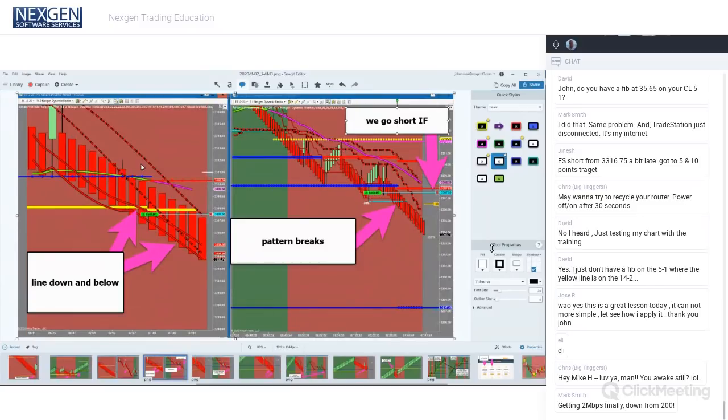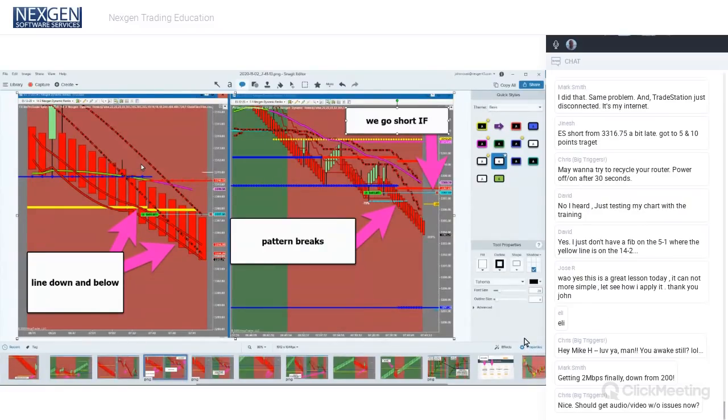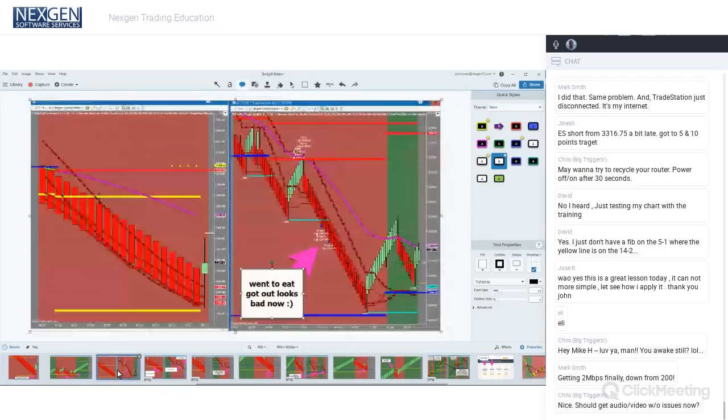This is almost identical to what we have in crude oil right now, is it not? We break below, we're selling a pullback. That's pretty much our trade, and then hopefully we get a fill, and ultimately it does what we wanted it to do, which was some semblance of going down and making some money.